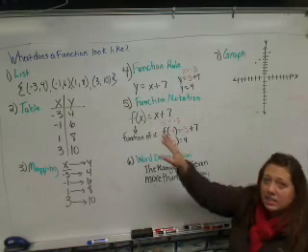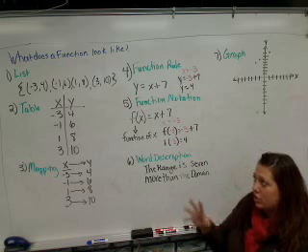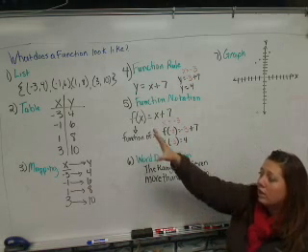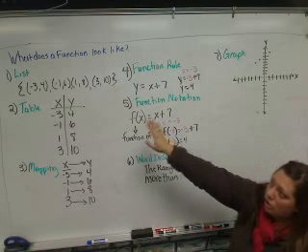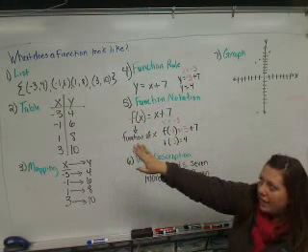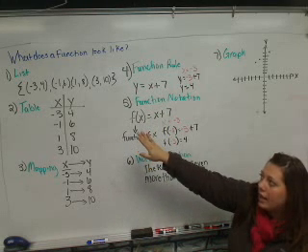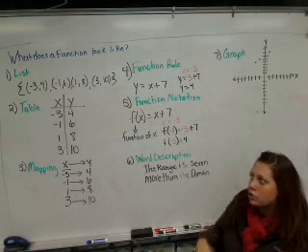Okay, the first one is a list, and we saw the list in the last video in a relation, but it also can be used in a function. And you list out all of the ordered pairs of the function. So we have (-3, 4), (-1, 6), (1, 8), and (3, 10). This list can be really long, it can be really short.